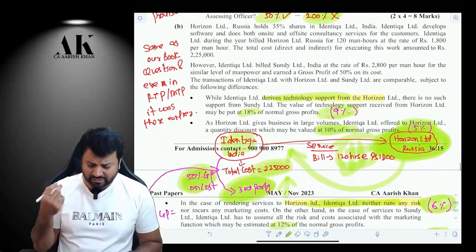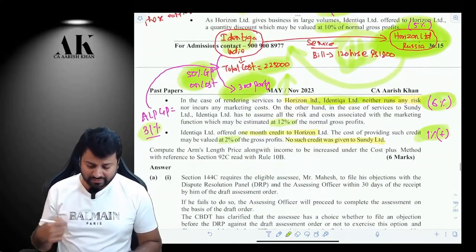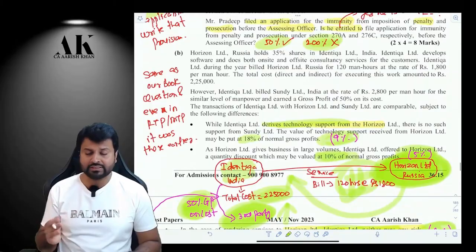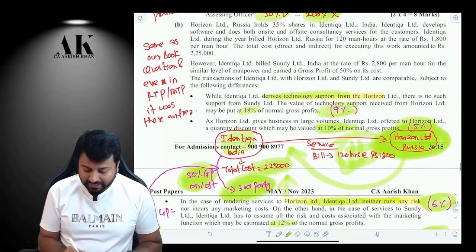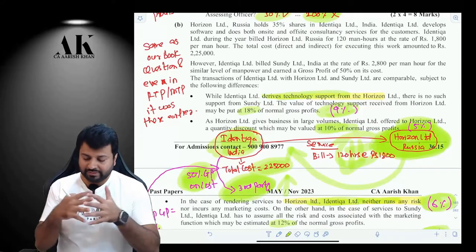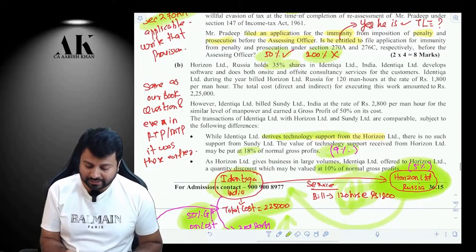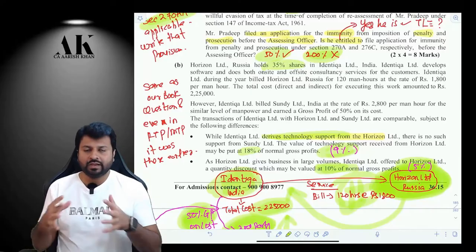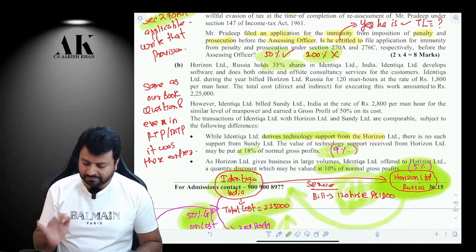Next question is exactly similar to what we have done earlier also. We have done this question a lot of times, but still, once more, I will tell you this question for the very last time. After this, I am not going to be speaking on that. Identica Limited is an Indian company and Horizon Russia is a foreign company. Both of them are associate enterprises, because one holds 35% in another.